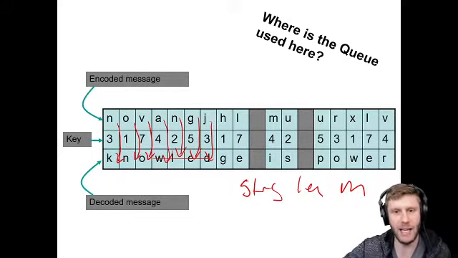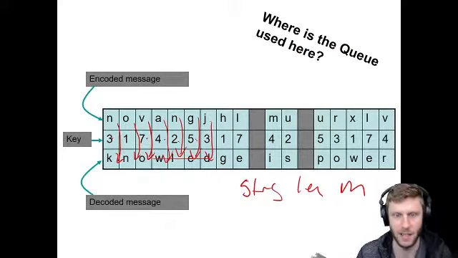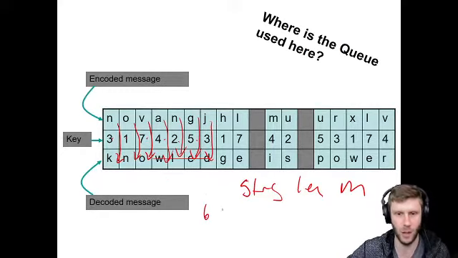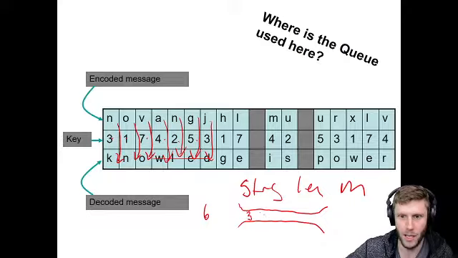I have my key, my rotating key of how many things? 1, 2, 3, 4, 5, 6. I have a 6 length rotating key. So what I'll do is if I have my queue like this, I will start with 3, 1, 7, 4, 2, 5.